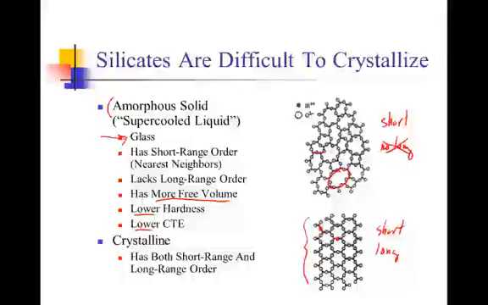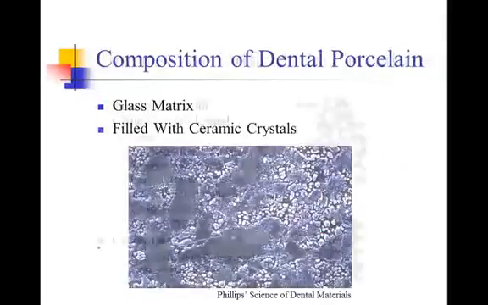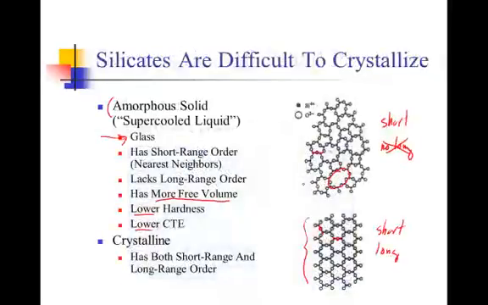So glasses are a type of ceramic that have the lowest hardness and the lowest density and the lowest coefficient of thermal expansion of all ceramics. Glasses have lower properties in these areas than crystalline silicates and lower properties in these areas than non-silicate ceramics. So that's an important ranking. And let me go back for a second.